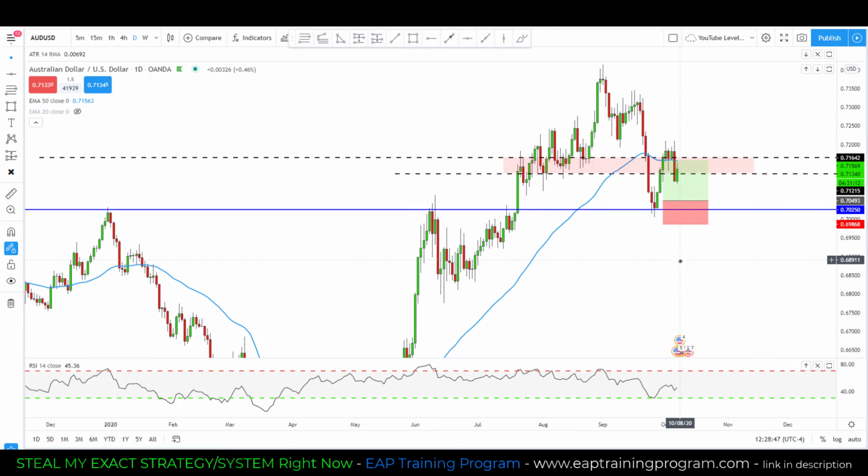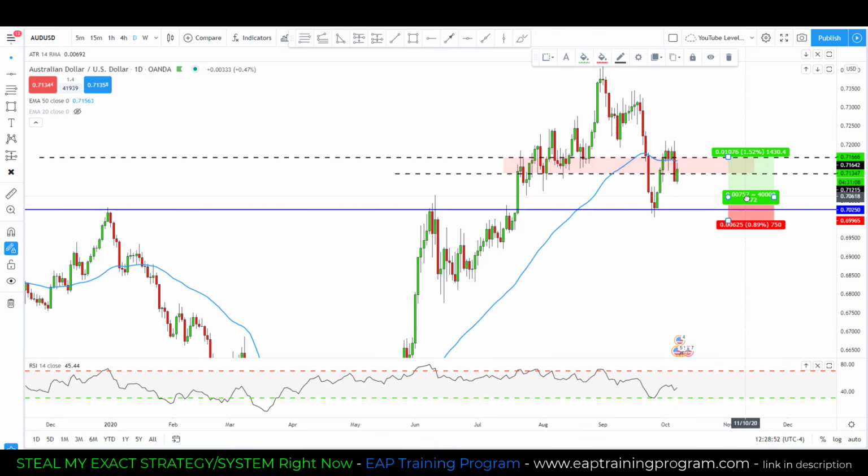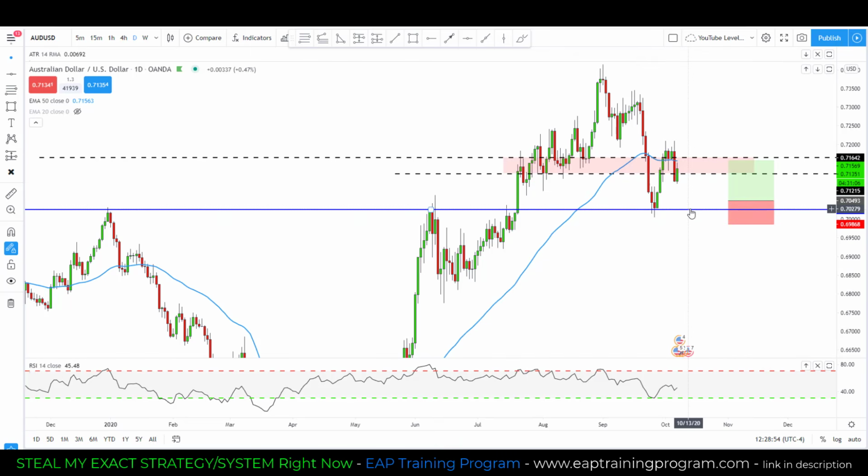Now this analysis next is going to be very similar to the euro dollar analysis. So I'm going to leave this on the chart because I have to do a video about this for the EAP. But I'm going to delete everything else.